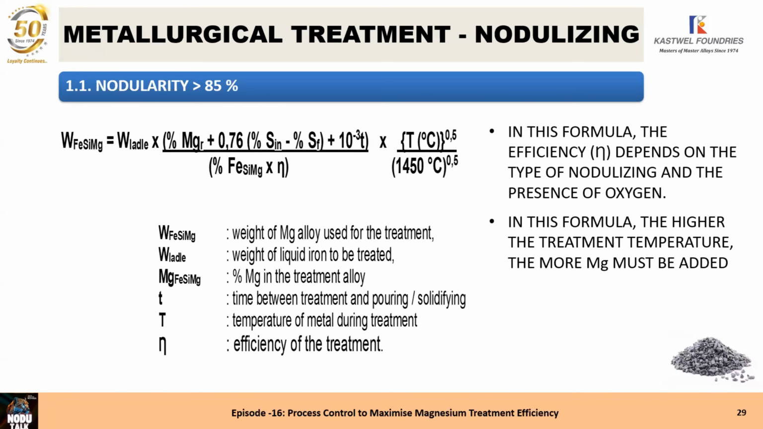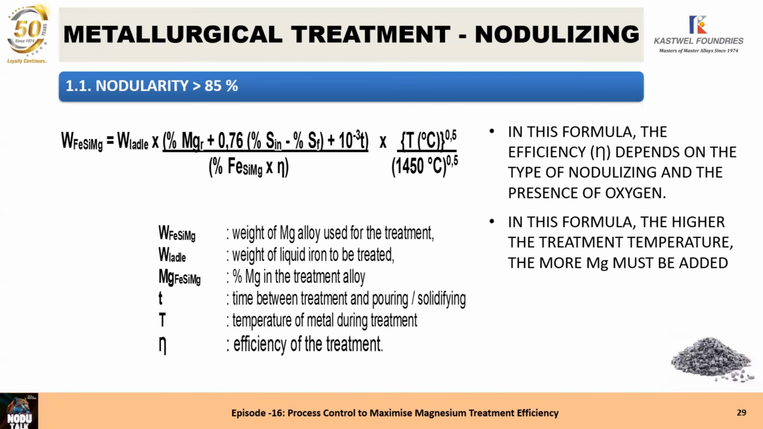Capital T is the actual temperature at nodularizing, and 1450 is the Tg graphite temperature, which was just explained to you, up to which we form a lot of nuclei. So this is the general formula for working out the amount of nodular magnesium ferrosilicon required to get a nodularity of more than 85%.